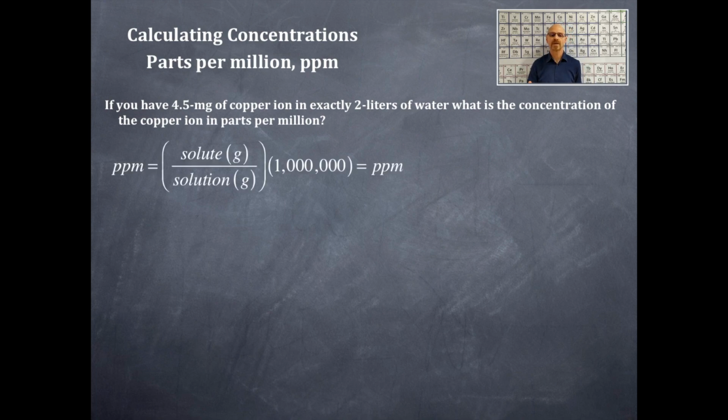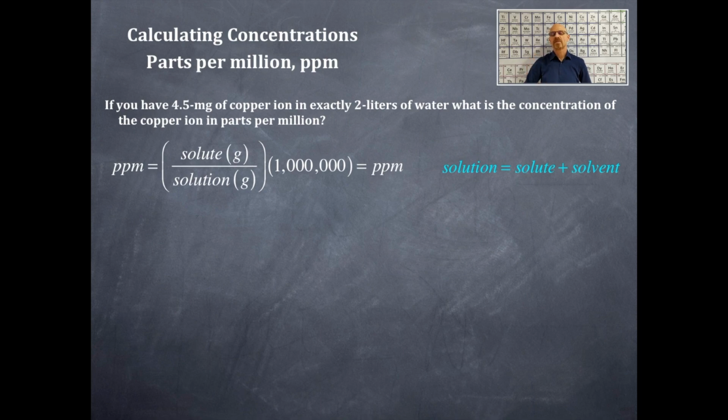So parts per million is the following. You're going to take your grams of solute, that's going to be your numerator term. You're going to take your grams of solution, that's going to be your denominator term. And then if it's parts per million, you're going to multiply that by 1,000,000. If it's parts per billion, you're going to multiply by 1,000,000,000, and that will get you parts per billion. So right now we're doing parts per million.